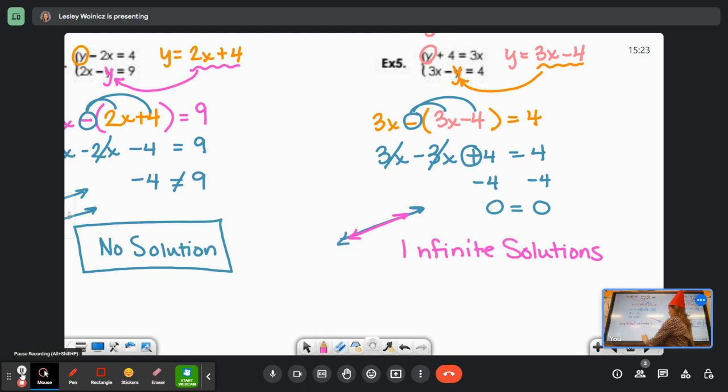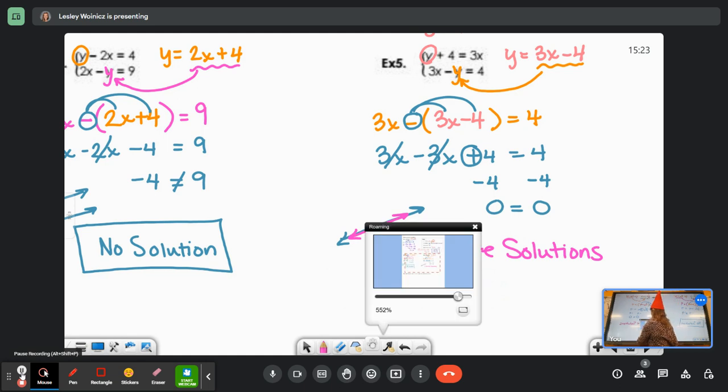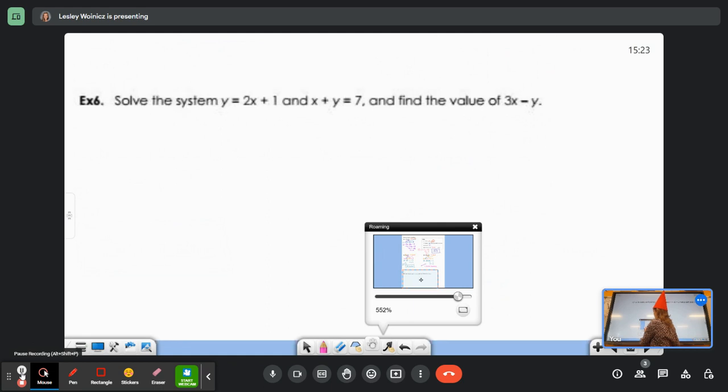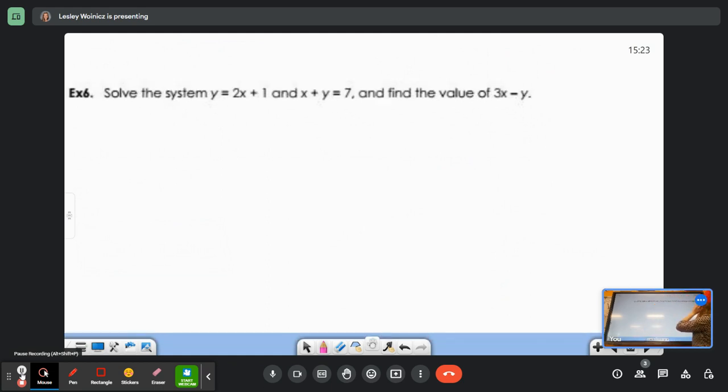So if we go here, I'll show you. Can I show you on this next one? Yeah. Okay, really quick. If you were to rearrange this for y, you would get y equals negative x plus 7. If we put these in the calculator, you'll see that they just cross once. Okay, we're going to find that out in 2 seconds.